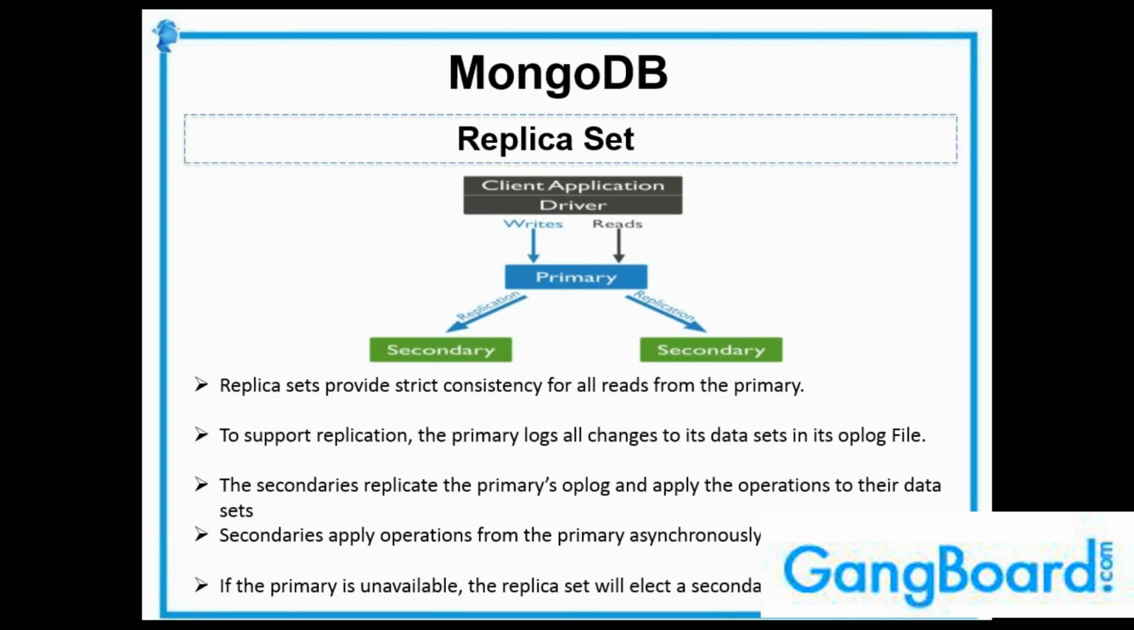Automatically in the background it will take care of copying the files and then applying them into the replica data files. Those things will be taken care of in the background. So now the primaries and secondaries are all in sync. In that case, if the primary goes down, then automatically one of these two secondaries will become a primary.